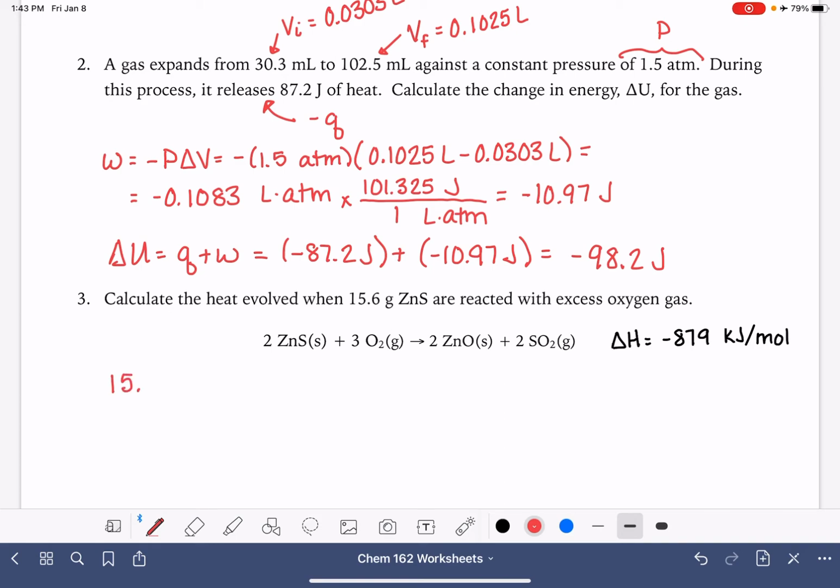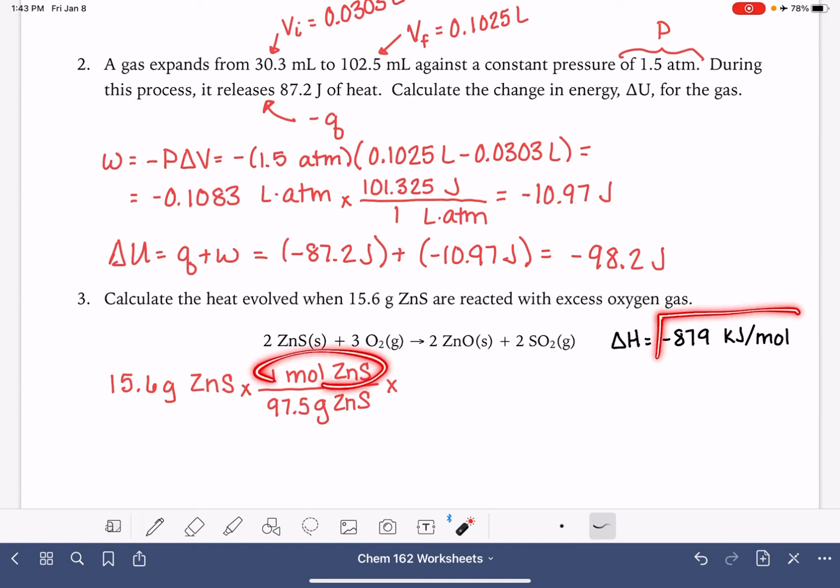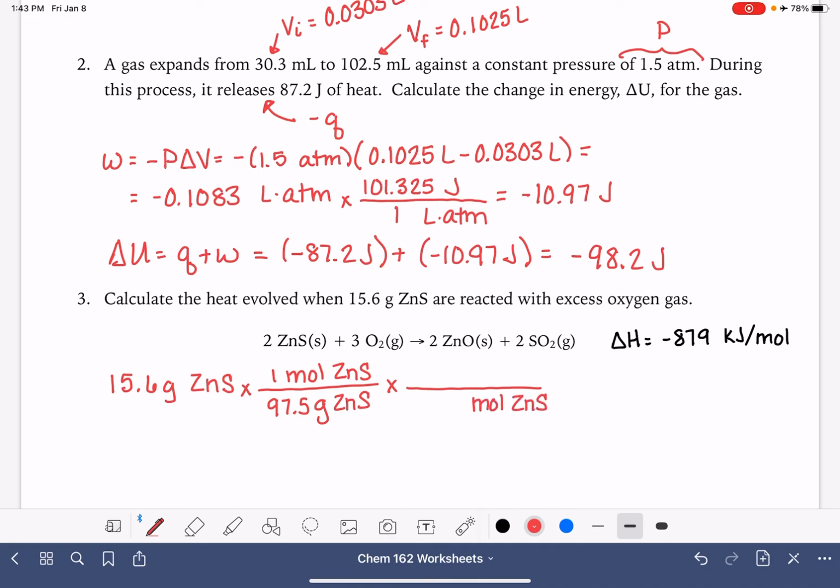The thing that we know is 15.6 grams of zinc sulfide. We need to convert this into moles of zinc sulfide. We're going to do that using the molecular weight, which comes from adding the mass of a zinc and adding the mass of a sulfur atom, 97.5 grams per mole. After we have converted into units of moles, we can use delta H as a conversion factor between moles and kilojoules. We want moles of zinc sulfide to be down on the bottom of this conversion factor, and we want kilojoules to be up on top.